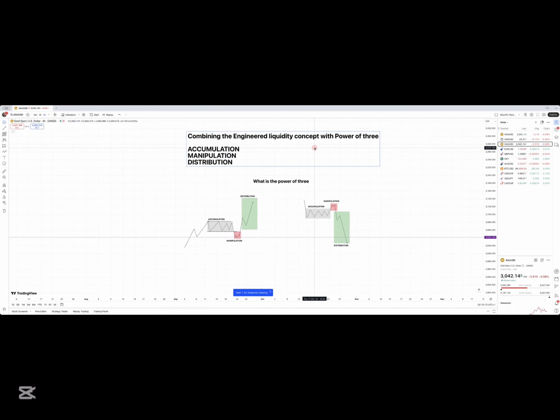So today we'll be talking about the power of three. What is the power of three? How to identify the power of three on the chart. And I'll be showing you some live chart examples as well. So let's start.